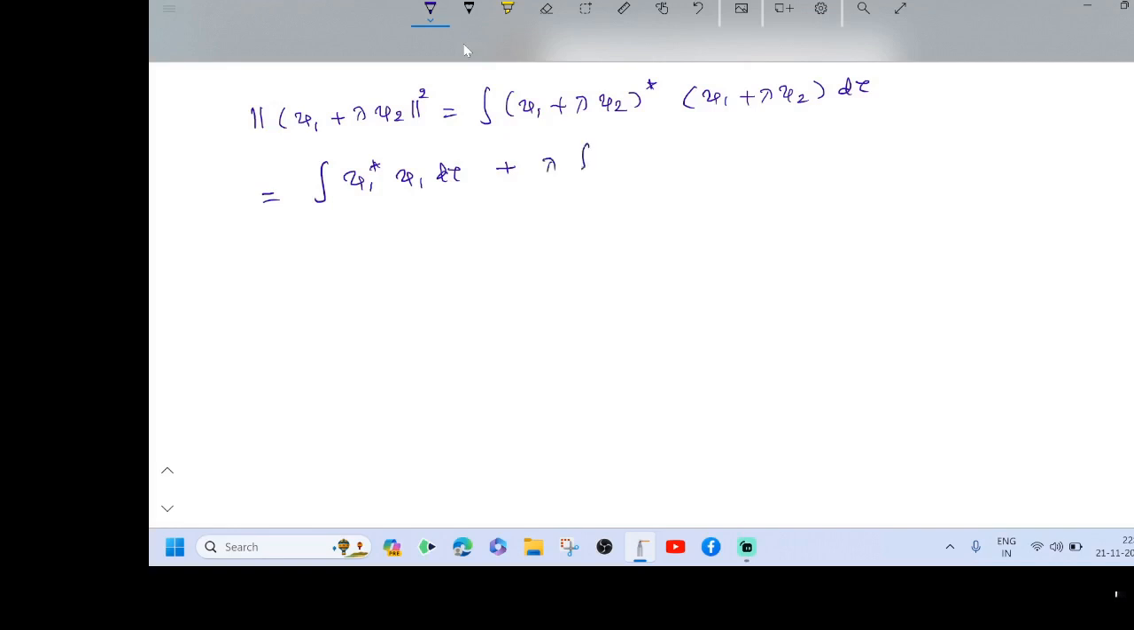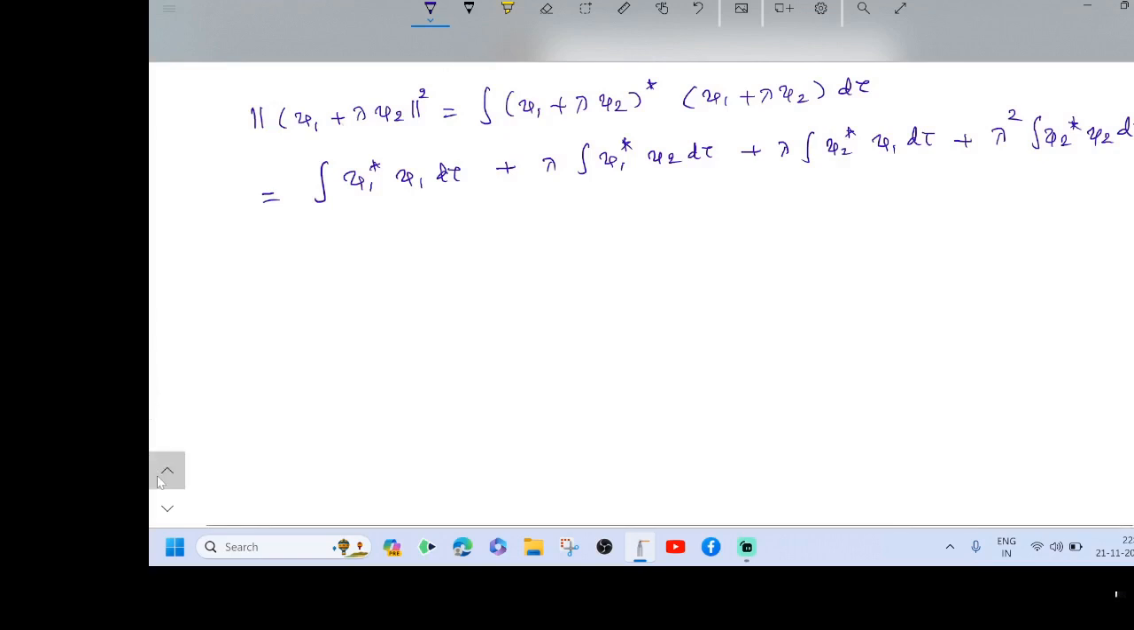So take the lambda outside. Psi 1 star psi 2 into d tau plus lambda into psi 2 star psi 1 into d tau plus lambda into lambda, lambda square psi 2 star psi 2 into d tau. This is the value of norm square of psi 1 plus lambda into psi 2.